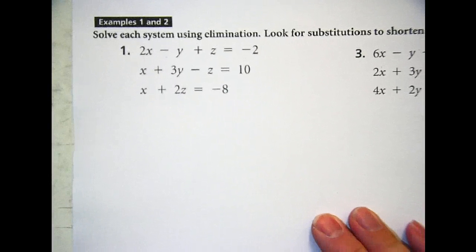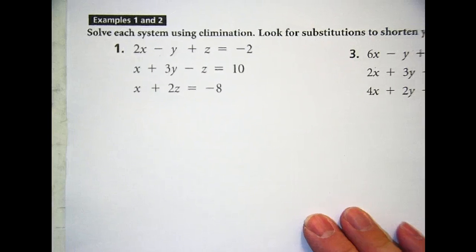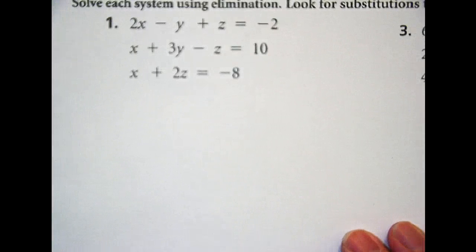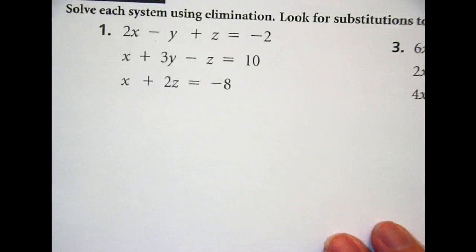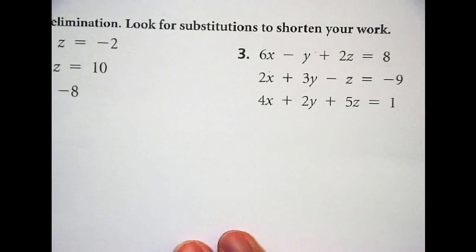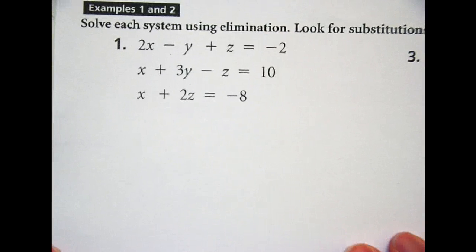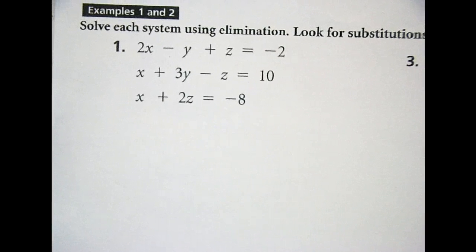Number 1 says, solve each system using elimination. Look for substitutions to shorten your work. All right, we're going to go through 1 and 3, but we're going to start with number 1. The look for substitutions to shorten your work, that'll be really helpful as we start progressing.